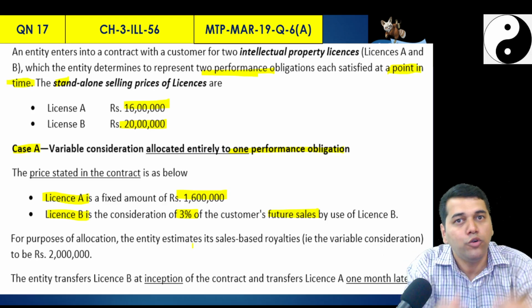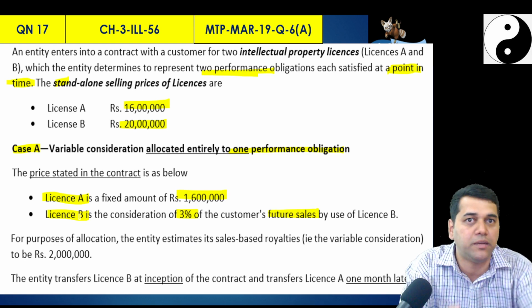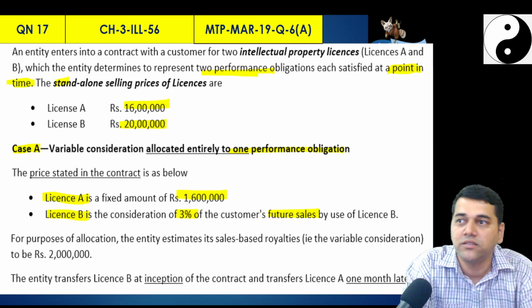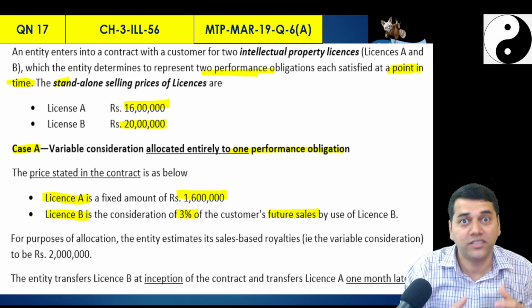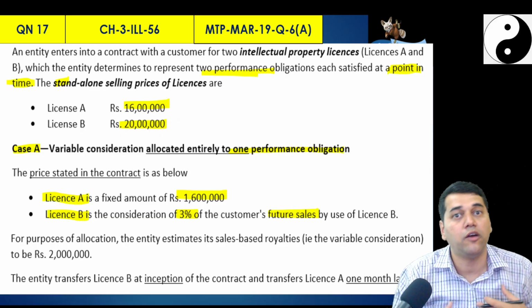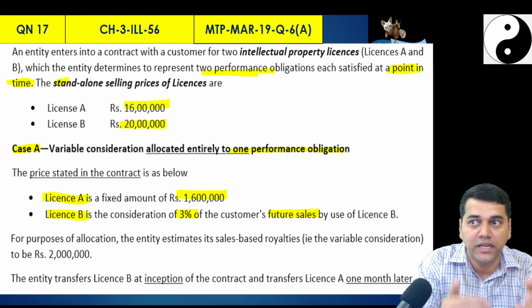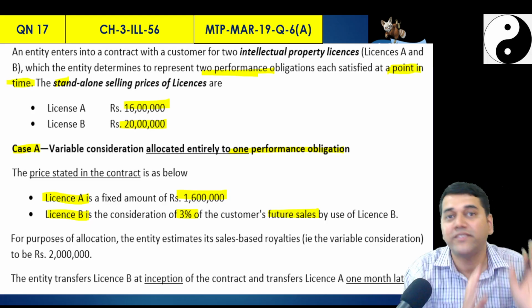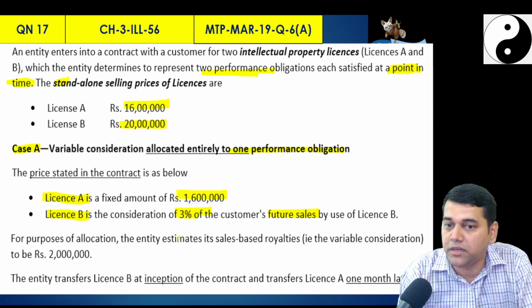So, how do you allocate the transaction price now? Your transaction price has got two components, fixed plus variable. Whom you will give fixed? A. Whom you will give variable? B. Now, let us see. After allocation of the variable, our allocation objective should be met. That means, after you allocate, its allocated value should be equal to its SSP. For the purpose of allocation, since this is a variable, should you not estimate?